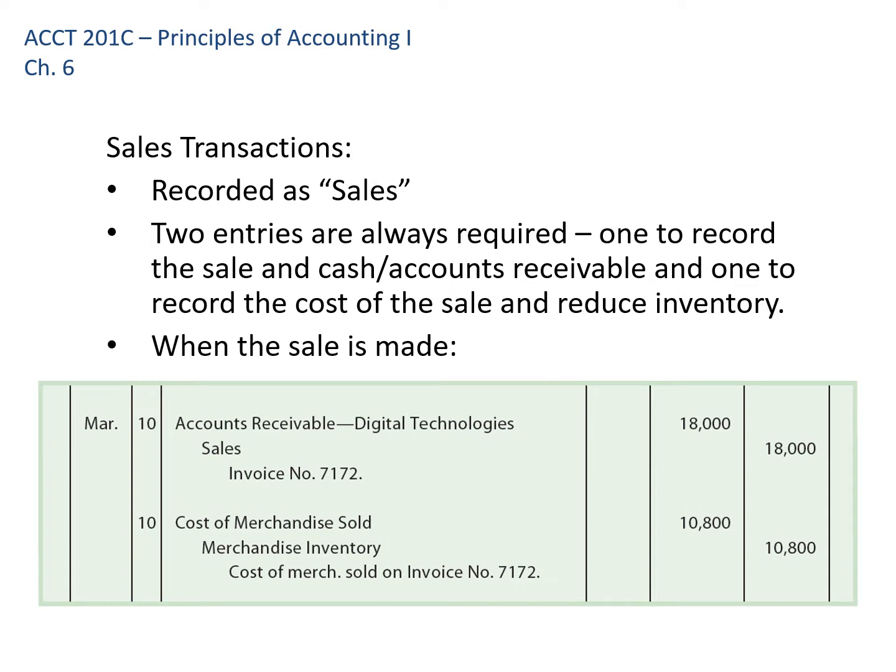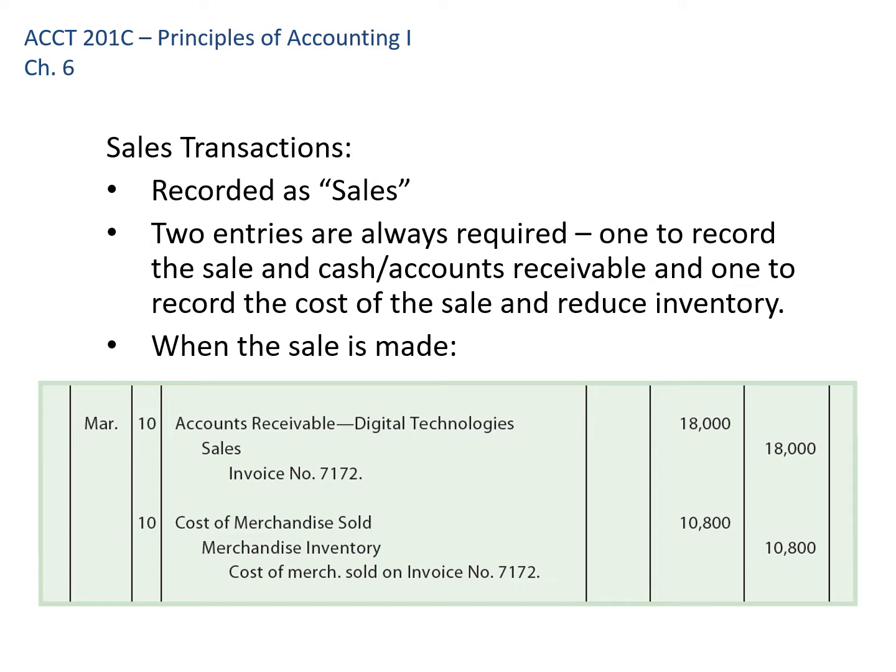So for merchandising companies, revenue is recorded as sales, and this is really important. Every time a sale of physical product is made, we're going to record two journal entries. One to record the sale and the increase in either cash or accounts receivable. The other entry is going to record the cost of that sale. So we're going to record the cost of merchandise sold, and we're going to reduce our inventory because we've taken product off the shelf and given it to a customer. They've left with it, and we no longer hold it.